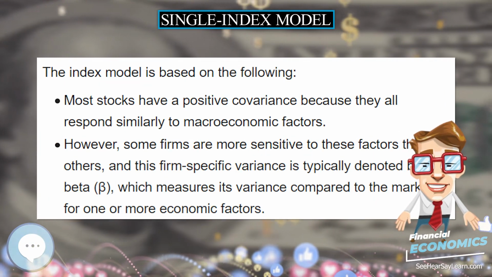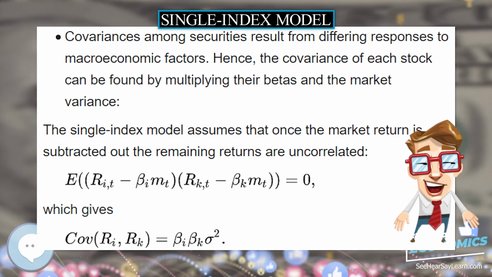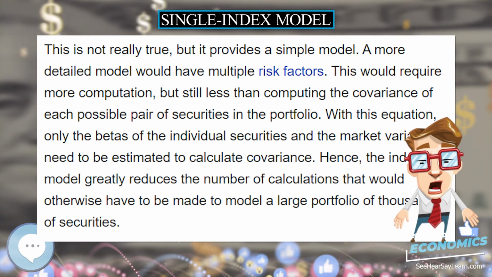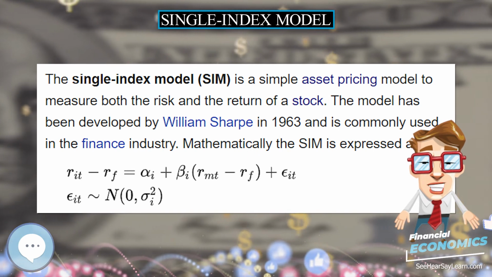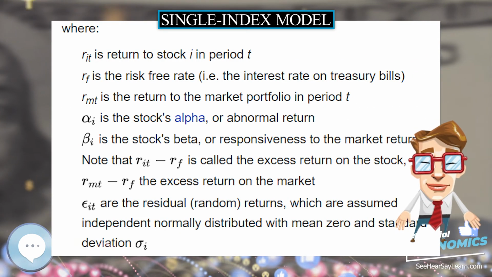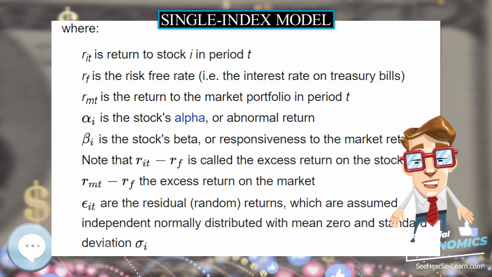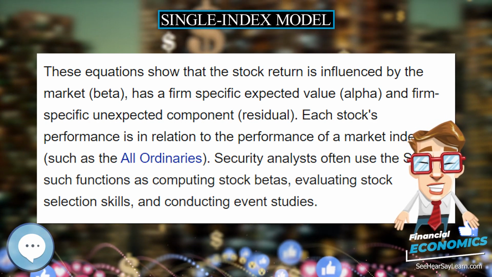This would require more computation, but still less than computing the covariance of each possible pair of securities in the portfolio. With this equation, only the betas of the individual securities and the market variance need to be estimated to calculate covariance. Hence, the index model greatly reduces the number of calculations that would otherwise have to be made to model a large portfolio of thousands of securities.